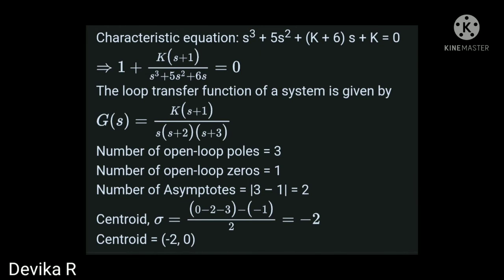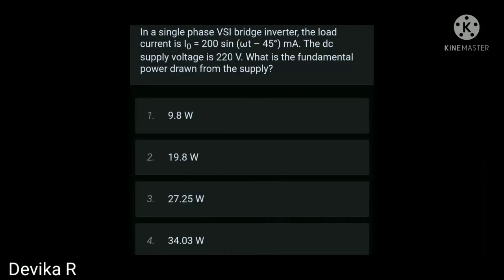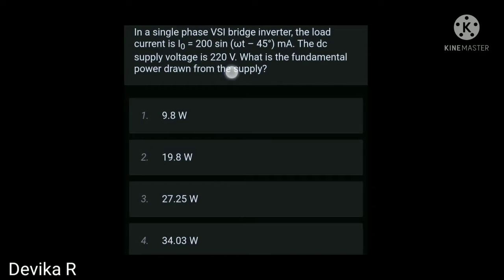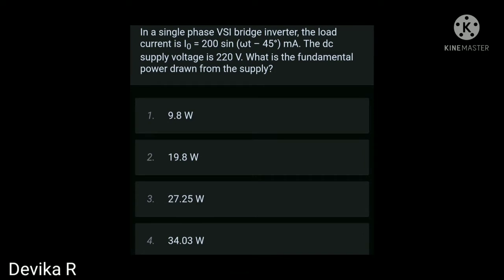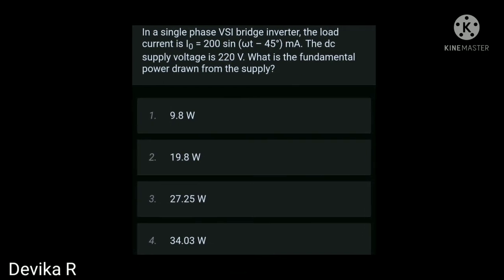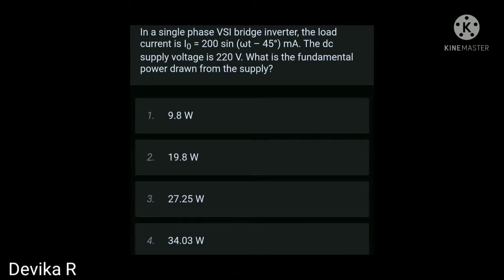Okay, the next question: in a single phase voltage source inverter bridge, the load current i naught equals 200 sin(omega t minus 45 degrees) milliamps. The DC supply voltage is 220 volts. What is the fundamental power drawn from the supply? It's a simple question. If we know the RMS voltage of the VSI bridge inverter, it is very easy. Let's see the answer.